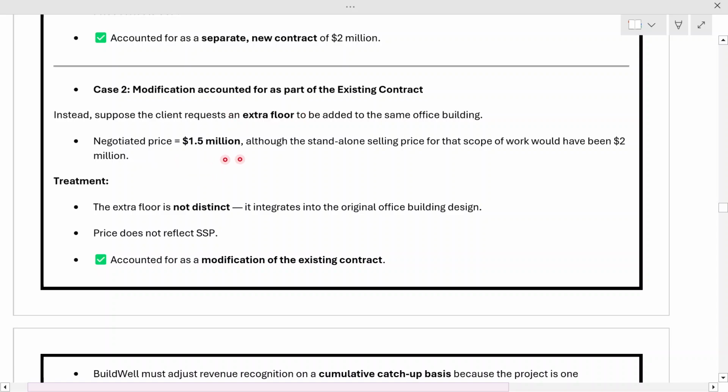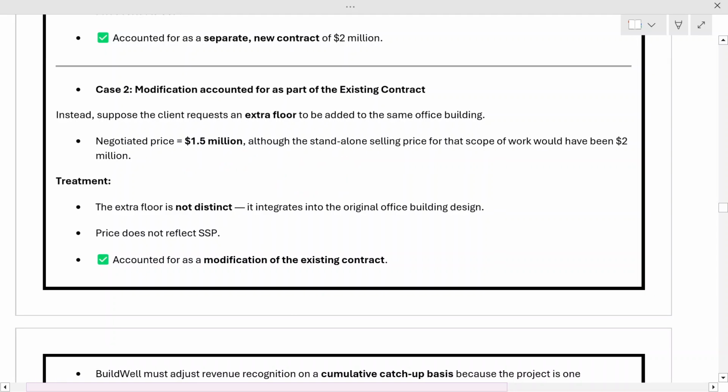Now, if a new additional floor were created, the builder would generally charge $2 million. However, now he says, okay, I am ready to give it for $1.5 million. Why? Because this $1.5 million is a discounted or newly negotiated price. In this case, this is not standalone, this is not independent, this is heavily dependent upon the existing contract.